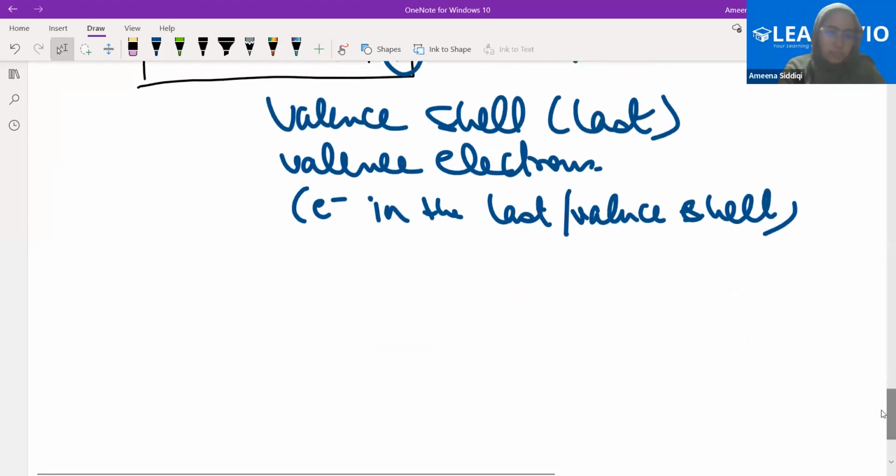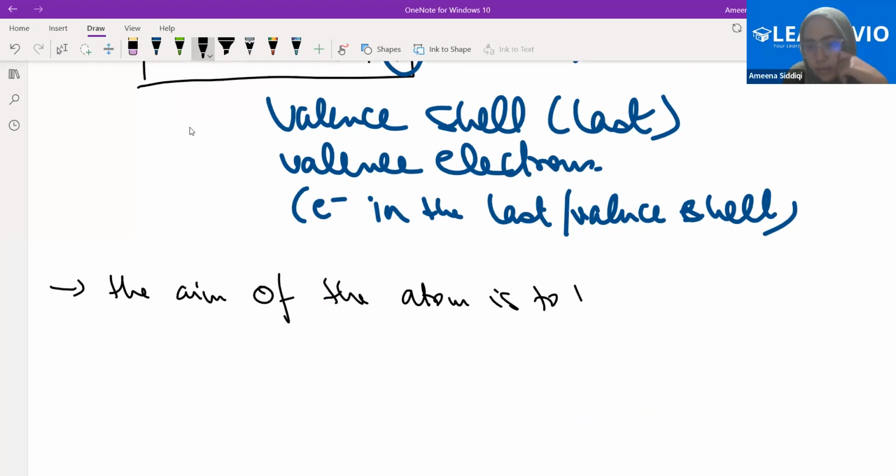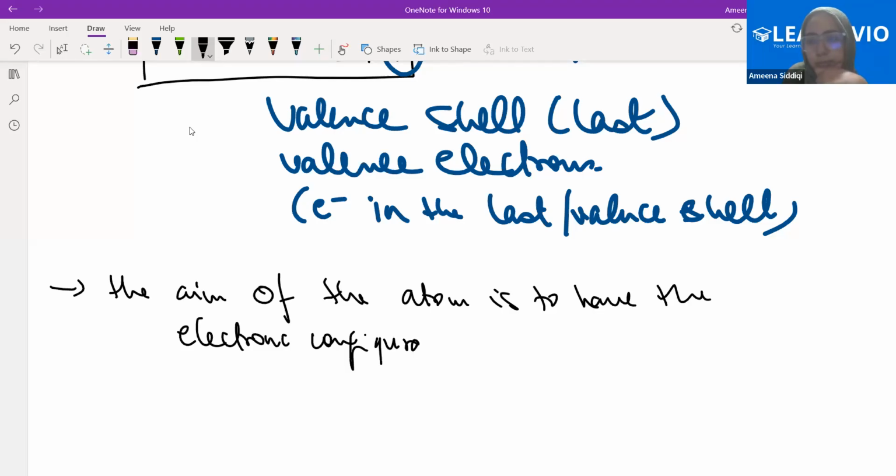We will see here what happens. But in simple words, if I tell you the stability of the atom, the aim of the atom is to have the electronic configuration similar to its nearest noble gas.